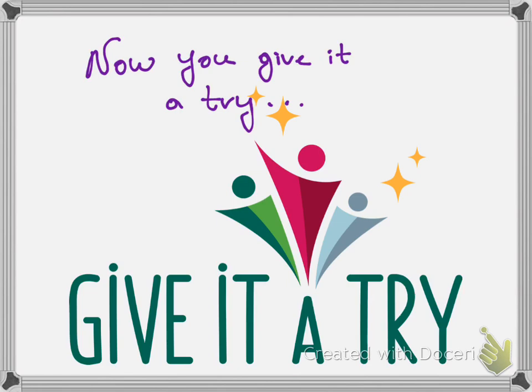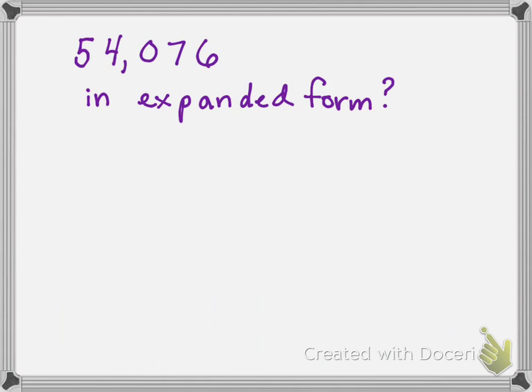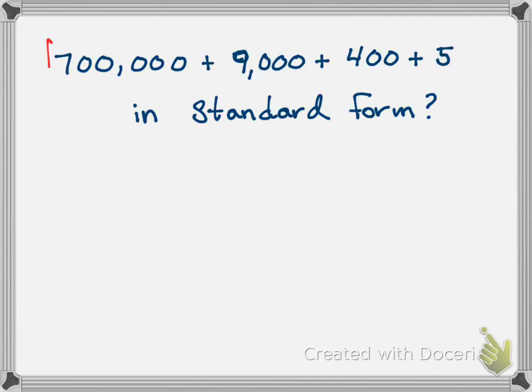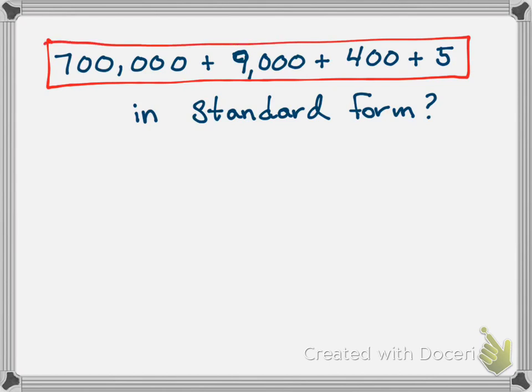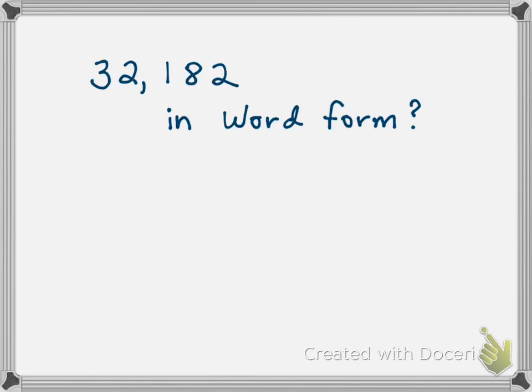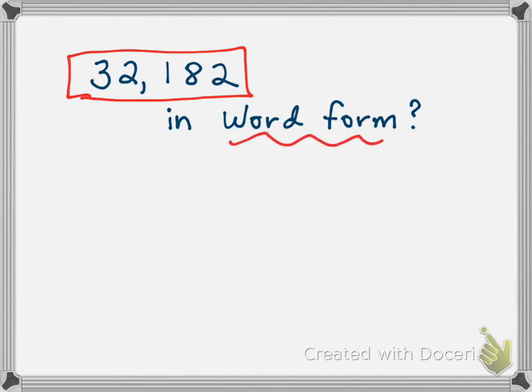All right, 4-3, now it's to see how much you've learned tonight. I want you to give it a try. 54,076 in expanded form. What would that look like? Now you have this one, which is in expanded form, and I would like you to figure out what it looks like in standard form. Okay, here's your next number, and it's in standard form, and I would like you to figure out what it looks like in word form.